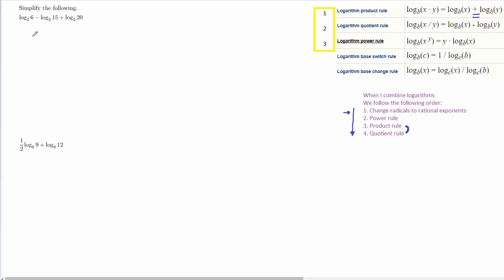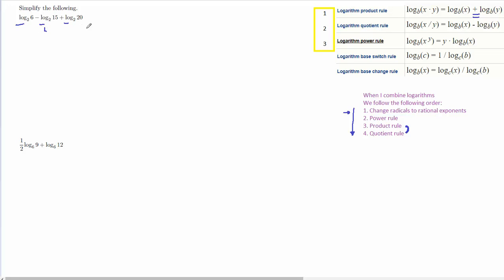So the first thing that I want to do is, as I said, I would apply first of all the power rule. Now, as you can see, none of these terms that I have is multiplied by a constant next to it. So there is no way that I can apply the power rule here. So I'm going on to the product rule. I can take the two logarithms that I can add here.